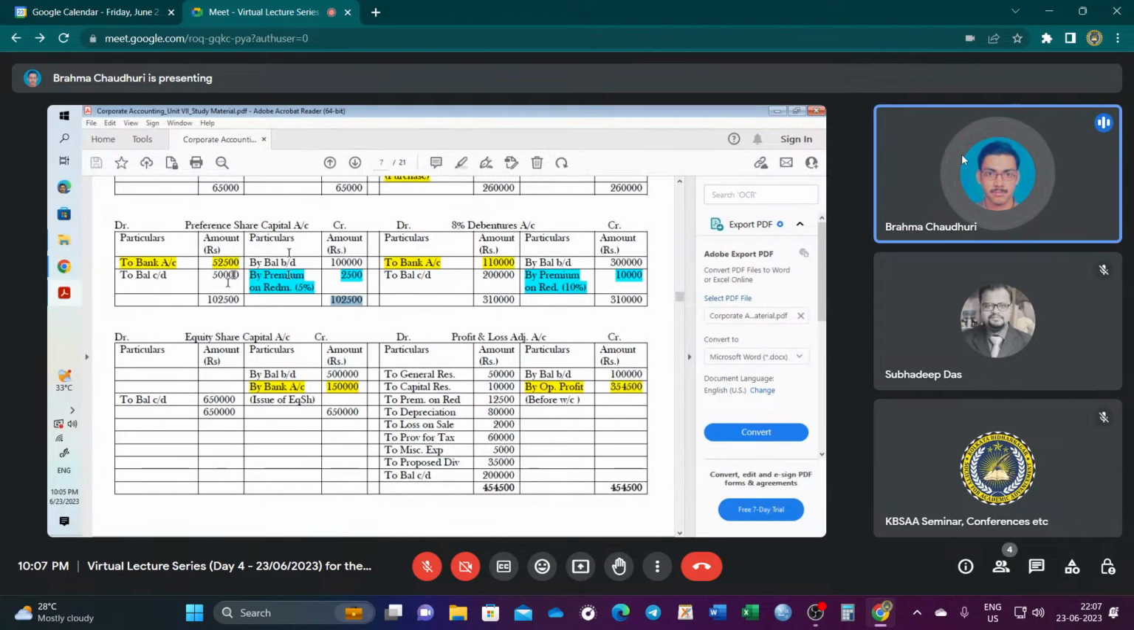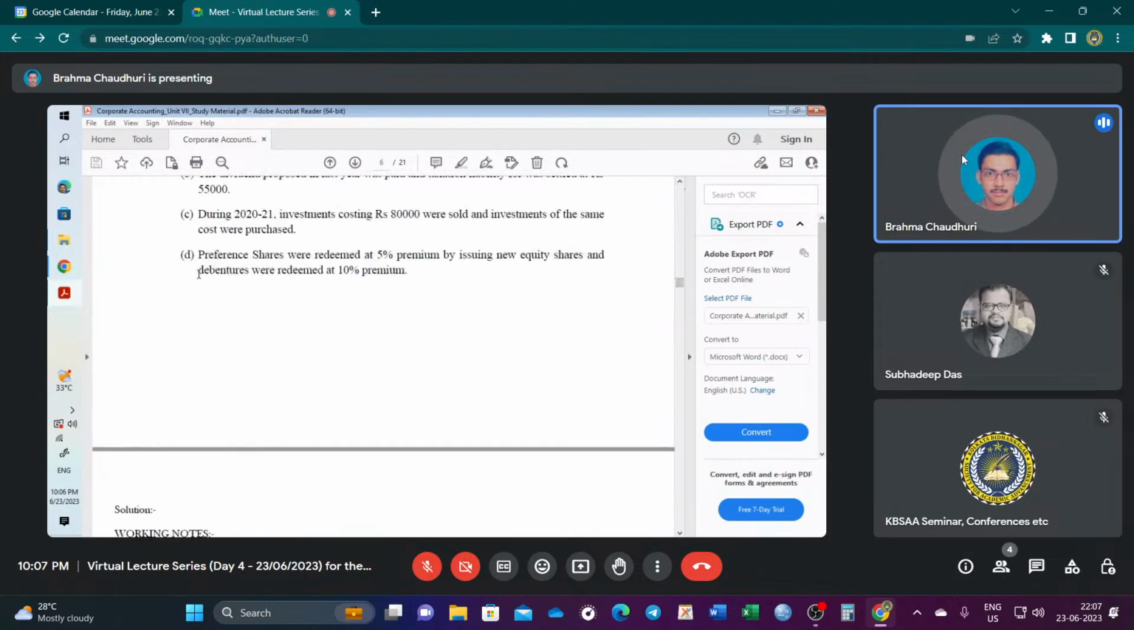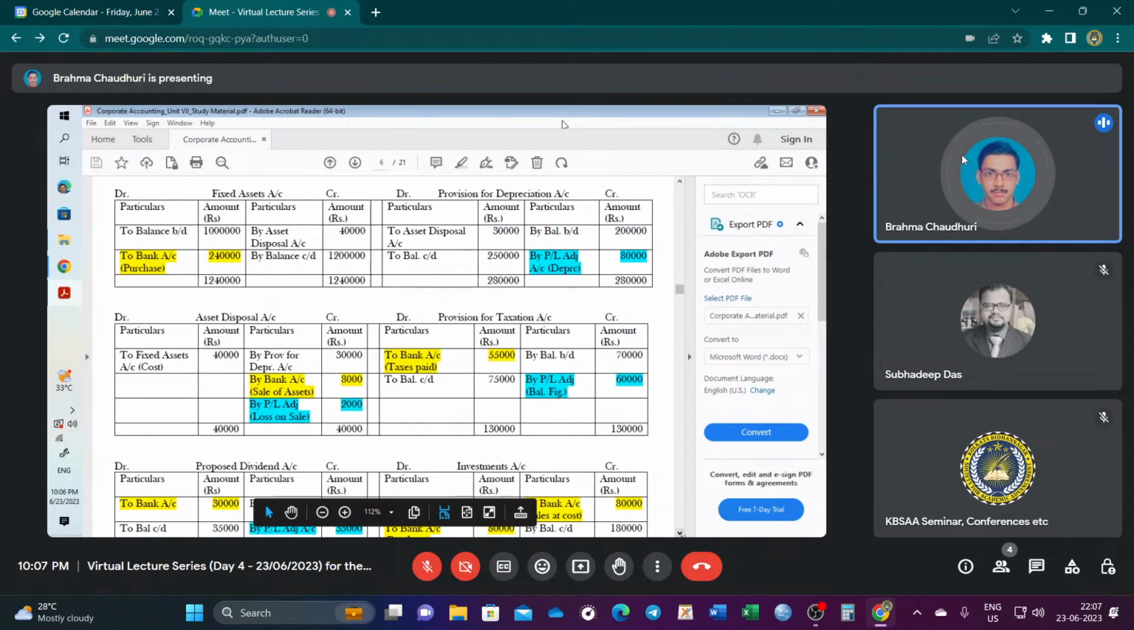Similarly, in case of 8% debenture, the book value of debentures redeemed is 1 lakh, because the opening balance was 3 lakh and closing balance is 2 lakh. But there is a premium at the rate of 10%, which is given in the problem: debentures were redeemed at 10% premium. So if debentures are redeemed for 1 lakh, then at 10% premium, 10,000 will be the premium amount.